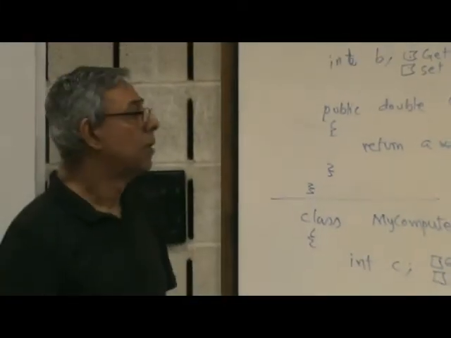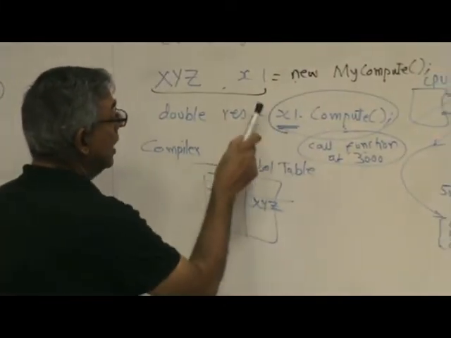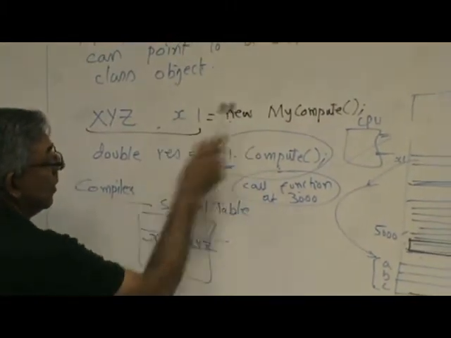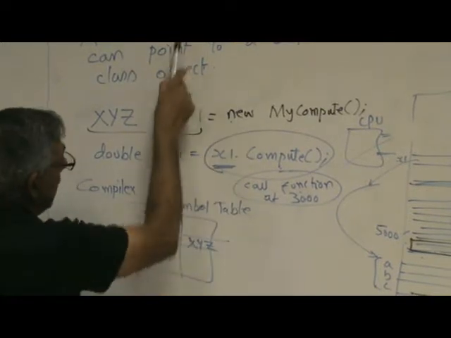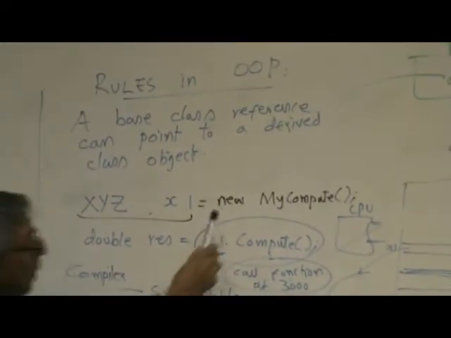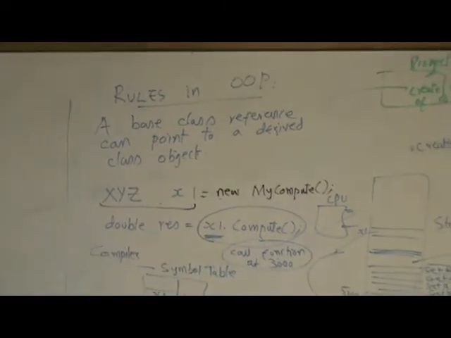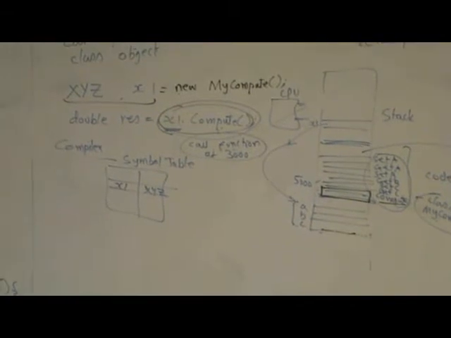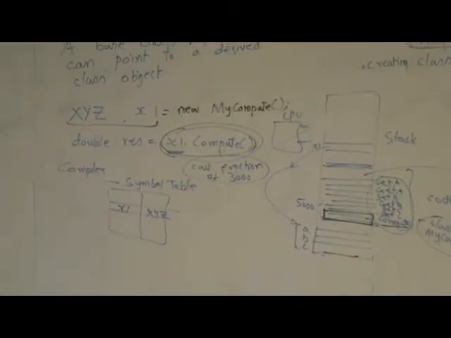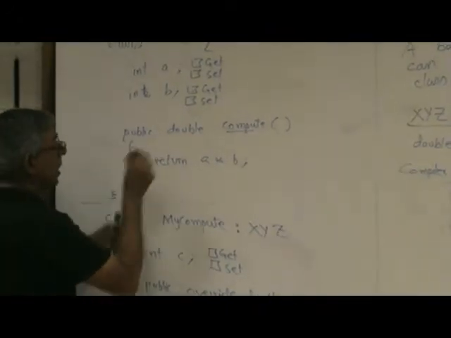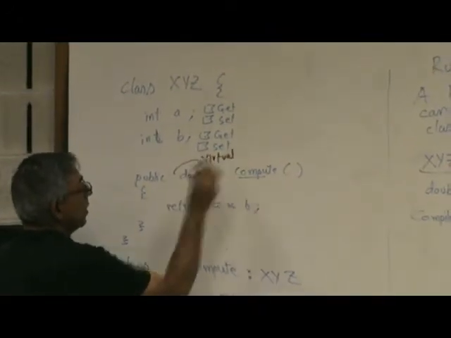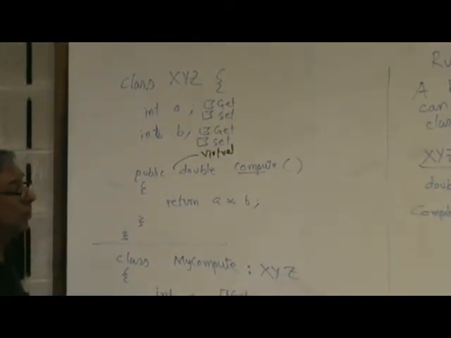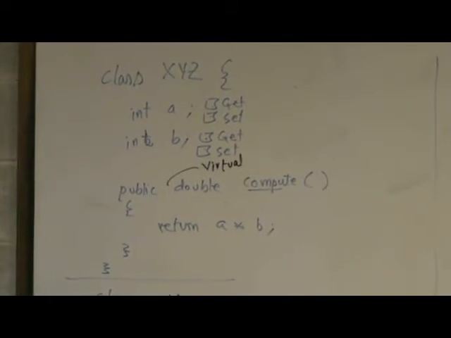So the question is, is the compiler doing the right thing? What type of object did we create over here? It was not XYZ. See, using this property of object-oriented programming, we actually allocated my compute. So what was the goal of the programmer? The goal of the programmer was to call the compute in my compute, not in XYZ. So this is where the virtual keyword comes into play. So now if we go back and put the keyword virtual over here, okay? So let me show you how the compiler will be able to generate the correct code.